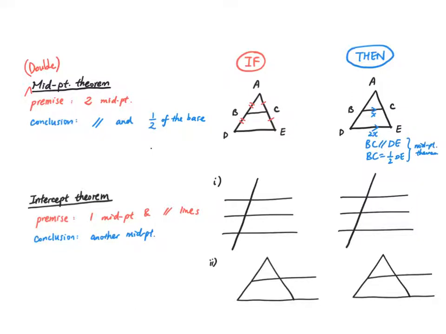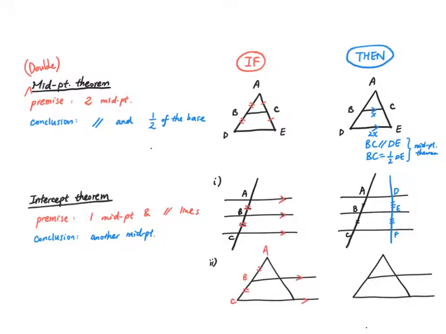Okay, so for intercept theorem, remember the premise now is one midpoint and parallel lines. Okay, so you can look at this diagram. You have three parallel lines here. It is the given condition. And also, if I have a line cutting through these three lines, if I know that these two intercepts are the same, it means AB equals to BC, then what can you tell? You can tell that as long as you have another line cutting through these 3 points, just a random line, then you have DE equals to EF. So this is called intercept theorem.